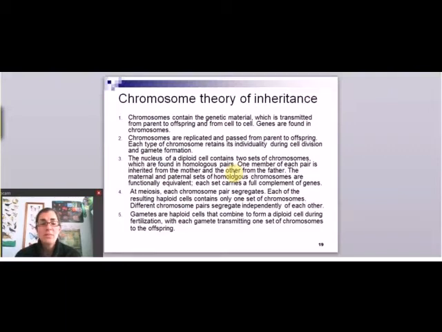So again, remember that diploid means that they have homologous pairs. And that one member of each pair comes from the mother and the other from the father. And when we talk about homologs, they're virtually identical. It's very, very small changes in the chromosomes that lead to the traits that we have.